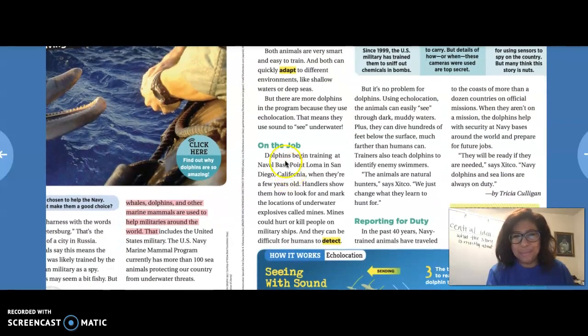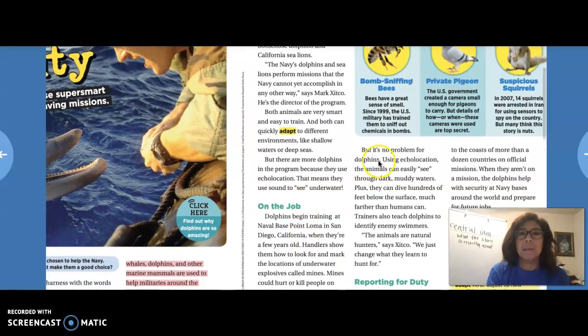Now let's go to on the job. Dolphins begin training at Naval Base Point Loma in San Diego, California, when they're a few years old. Handlers show them how to look for and mark the locations of underwater explosives called mines. Mines could hurt or kill people on military ships, and they can be difficult for humans to detect, meaning to find. But it's no problem for dolphins. Using echolocation, the animals can easily see through dark, muddy waters. Plus, they can dive hundreds of feet below the surface, much farther than humans can.